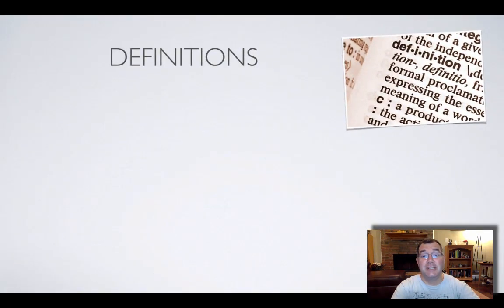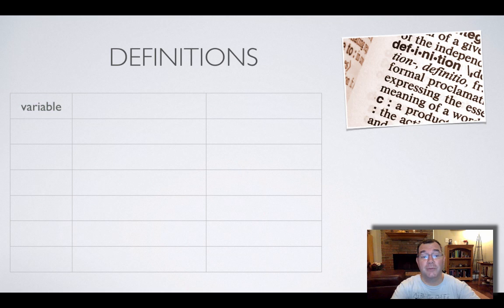Here are some definitions that you'll need to know before we move forward. A variable is just a symbol used to represent something we don't know. It's either a letter, a Greek letter, or it can be some kind of emoji or symbol. X, T, and that little symbol there is a theta. That represents things that we don't know yet and we probably want to find out.